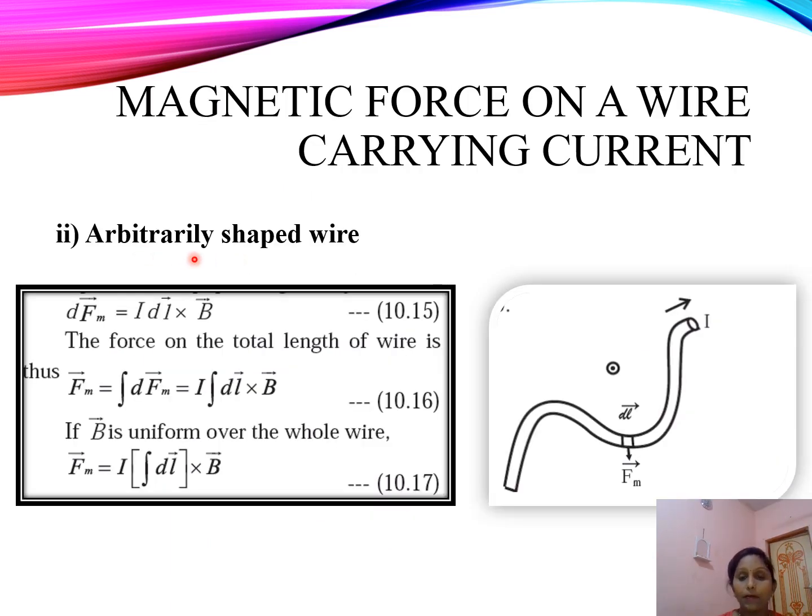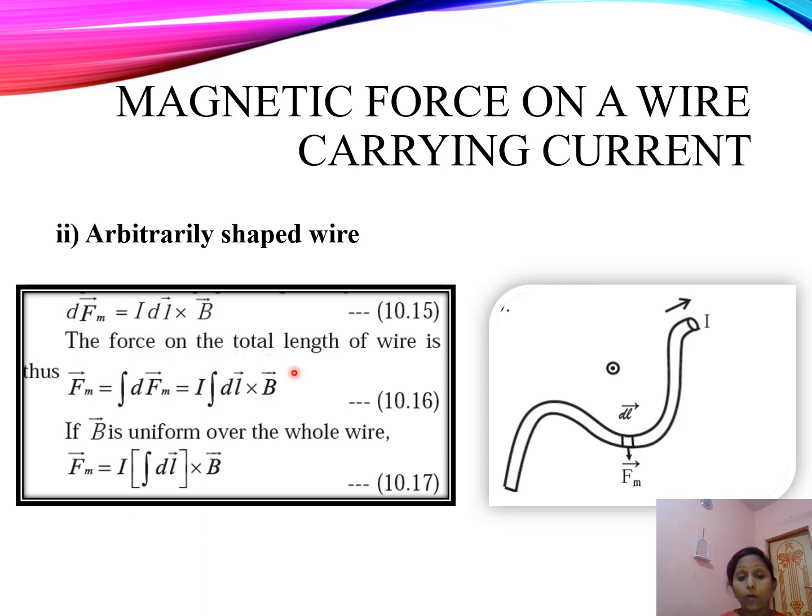Second one, arbitrary shaped wire. Consider a small length dl along the wire. Let I be the current flowing through this wire. We know the force due to the magnetic field in a straight wire is Fm vector is equal to I, L vector cross B vector. Now in this small length, what will be the force? It is dFm vector, that is equal to I, dl vector cross B vector.